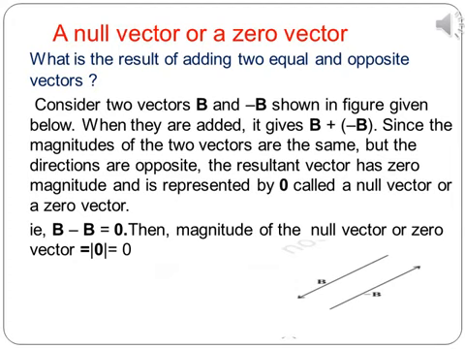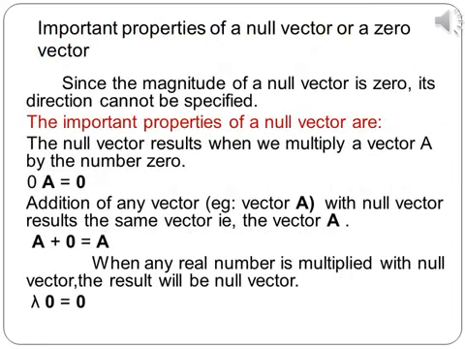That is, vector B minus vector B is equal to vector 0. Then magnitude of the null vector or zero vector is equal to modulus of vector 0 is equal to 0. Now you are going to study about what are the important properties of a null vector or a zero vector. Since the magnitude of a null vector is 0, its direction cannot be specified.